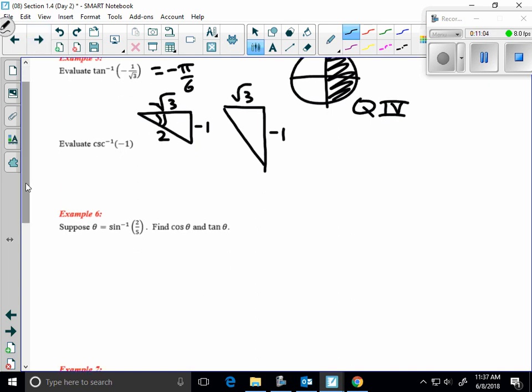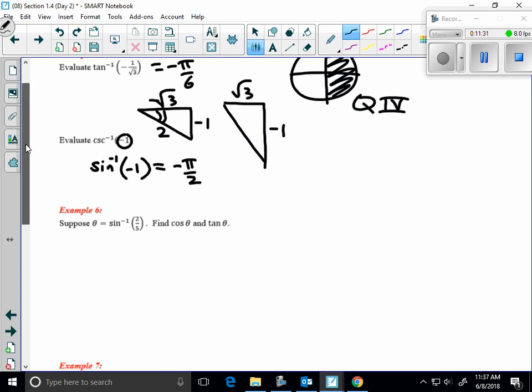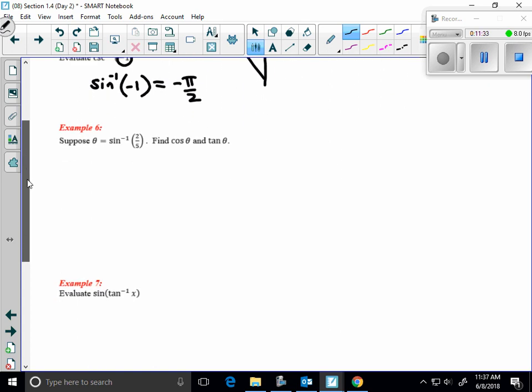Now, cosecant. That's a mess. All that I would do is change this into the sine inverse and flip this inside, right? Because they're reciprocals. It won't change anything. So this is really asking also, at what angle is the sine negative 1? And we would say at negative pi over 2. Right? That's the only place in either quadrant 1 or 4 where that would be true.